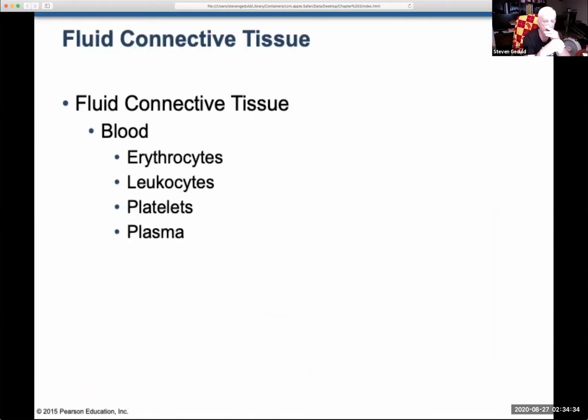Okay, fluid connective tissue, two types, blood and lymph. Blood has erythrocytes, which are your red blood cells, leukocytes, which are your white blood cells, platelets, which are portions or clumps broken off from what's called a megakaryocyte that circulate in blood and plug holes, okay, prevent blood loss, and plasma, which is the liquid portion of your blood.